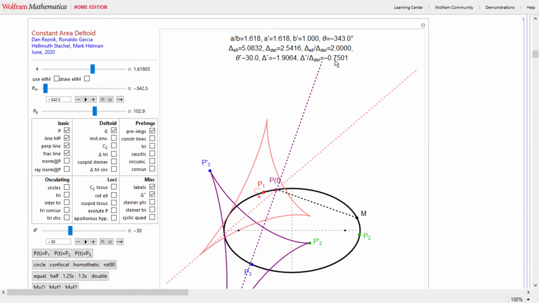And you can also see here that numerically this area is 3/4 that of the original deltoid. So the area of the original deltoid is shown here, 2.54. The area of the pink derived deltoid with respect to these rotated lines is shown here, 1.9064. And this is actually computed numerically right now. We're still lacking a closed form, which is going to come soon.